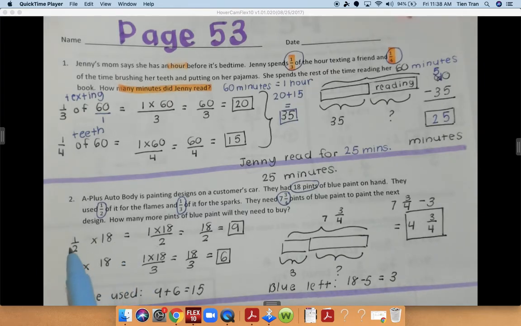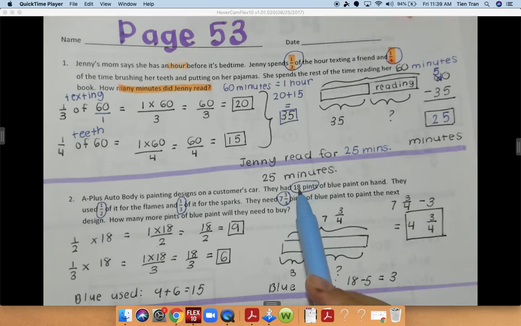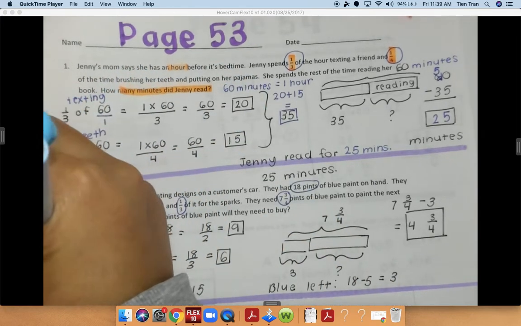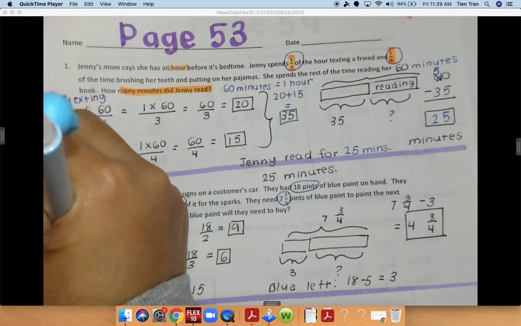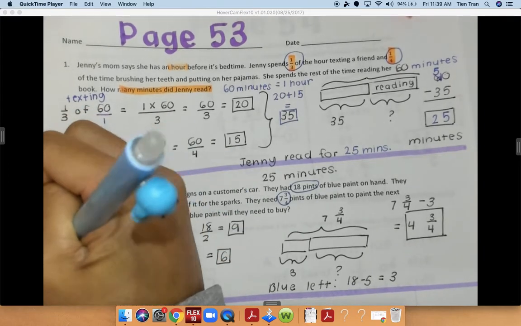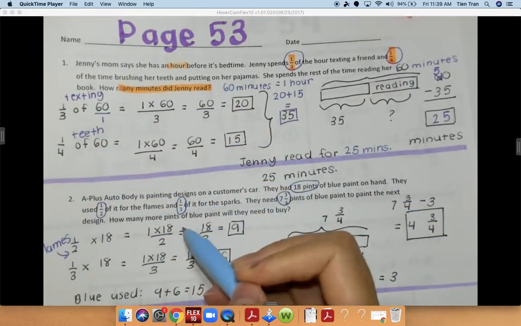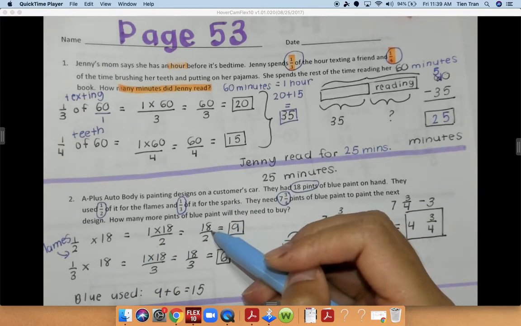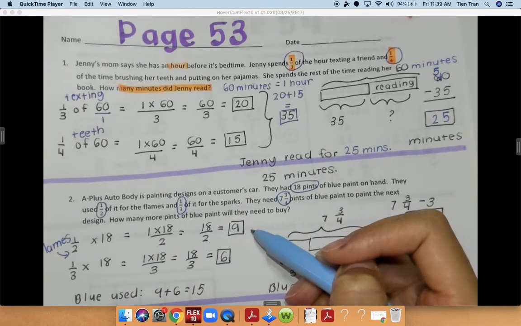So what we have here is 1/2 times 18. And the reason why I'm multiplying times 18 is because I have 18 pints. And remember that she uses 1/2 of it for flames. So this measurement is going to be for flames. That's what we're solving for right there. Okay? So 1 times 18 is equal to 18, and my denominator is 2. So I have 18 divided by 2, which is equal to 9.